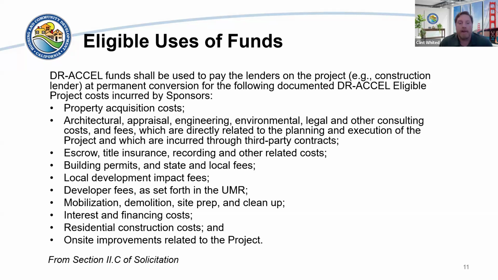Eligible costs also include escrow, title insurance, recording, and other related costs, building permits and state and local fees, local development impact fees, developer fees as set forth in the Uniform Multifamily Regulation, mobilization, demolition, site prep, and cleanup, interest and financing costs, residential construction costs, and other on-site improvements that are directly related to the project. Slide.